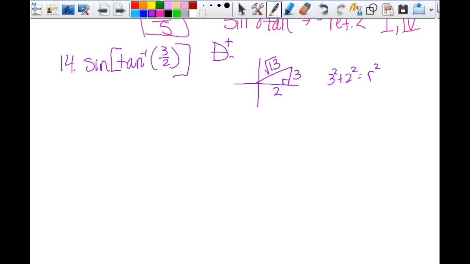So now I know I'm in the first quadrant, and when I want the sine here, the sine is just y over r, or it's opposite over hypotenuse. So that means it's going to give me 3 over the square root of 13. But then I have to rationalize. So that has to be square root of 13 over the square root of 13. 3 square root of 13 over 13. Does that help? Yeah?